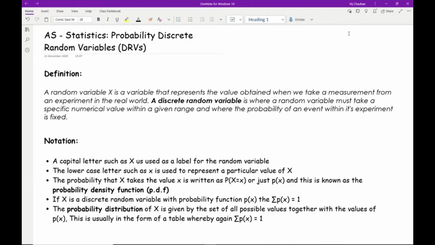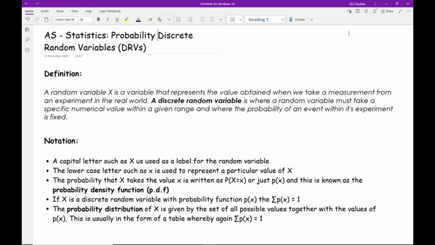So before we go on here, let's have a look at what the actual definition of a discrete random variable is. A random variable X is a variable that represents the value obtained when we take a measurement from an experiment in the real world. Now, a discrete random variable is where a random variable must take a specific numerical value within a given range and where the probability of an event within its experiment is fixed. Now that might sound like a bit of a mouthful, but trust me, when we go through examples it will make perfect sense.